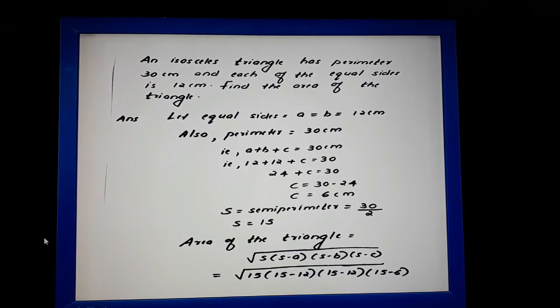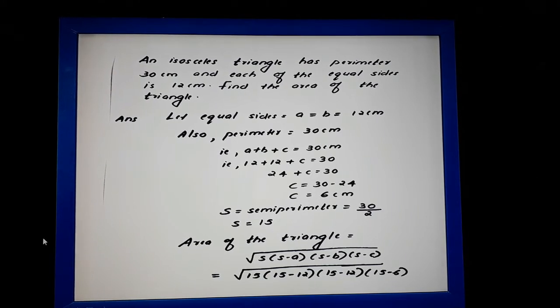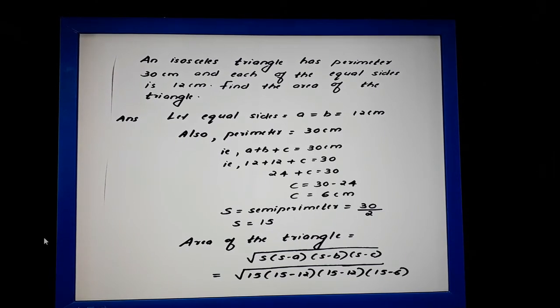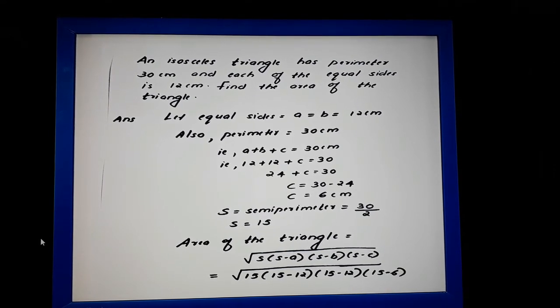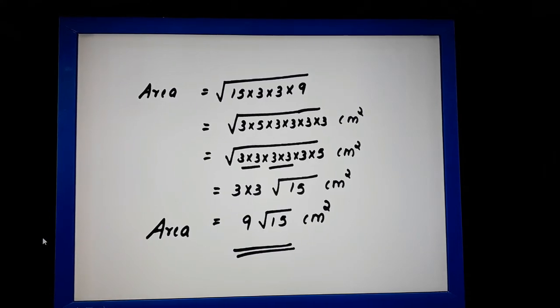Next question, an isosceles triangle has perimeter 30 centimeter. Each of the equal sides is 12 centimeter. Find the area of the triangle. So it's an isosceles triangle, two sides are equal. So you can get the third side. Then find the area. So we get area is equal to root 15 centimeter square.